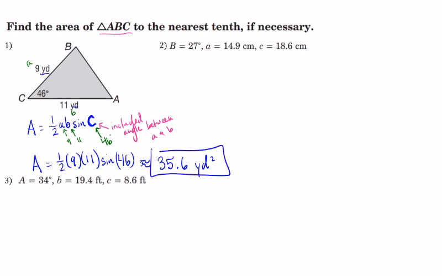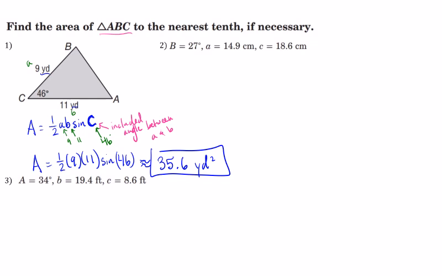So just you knowing how to use that formula. So it's a useful formula, once again, if you're not given the base and the height, at least not explicitly. If you're given two sides and an included angle, then you can use this formula to find the area. So let's take a look at number 2.